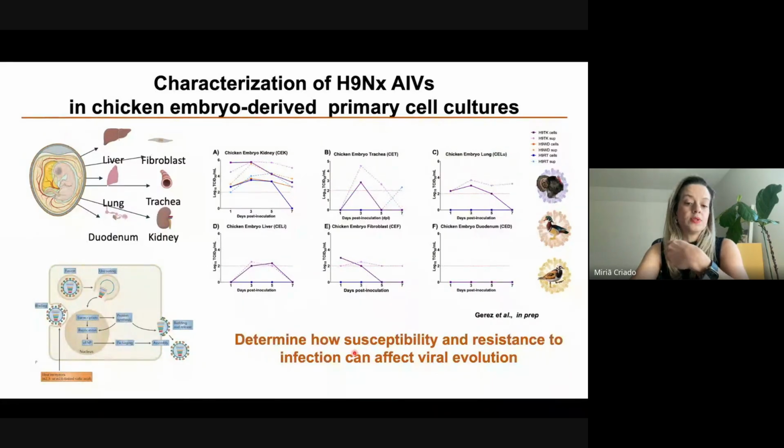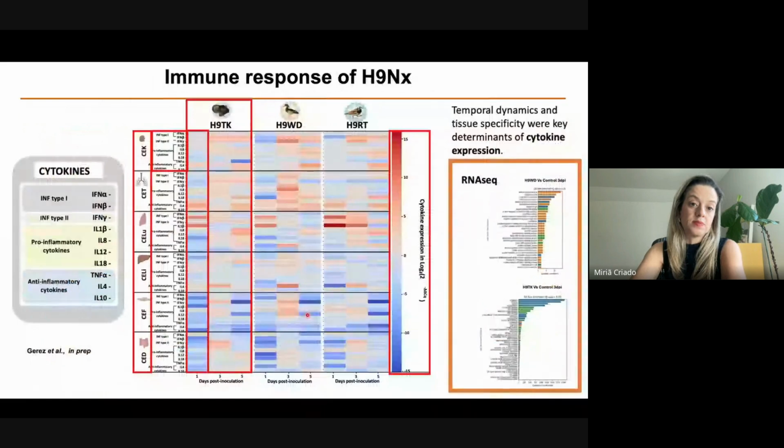And now we are trying to understand why we have the susceptibility and resistance, and understand, even if this virus replicated in chickens, how this can imply virus evolution, and how this can imply the immune system susceptibility of these animals to co-infection or other disease. We also have been associating all of these changes that I mentioned in adaptability and tropism with some specific pathways.